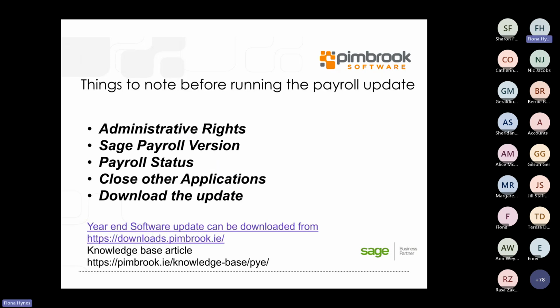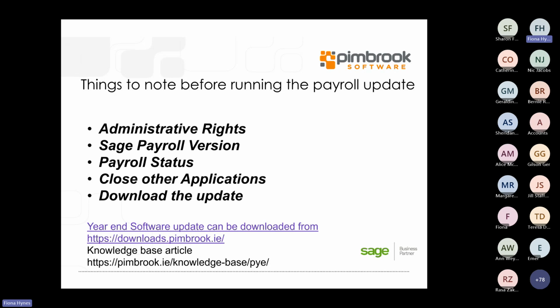So before you go ahead and run the year-end software update, which is version 26.3, I just want to bring a few things to your attention. Depending on your operating system, it may be necessary to have administration rights on your computer. So if you're unsure about this, contact your IT company or your in-house IT person.